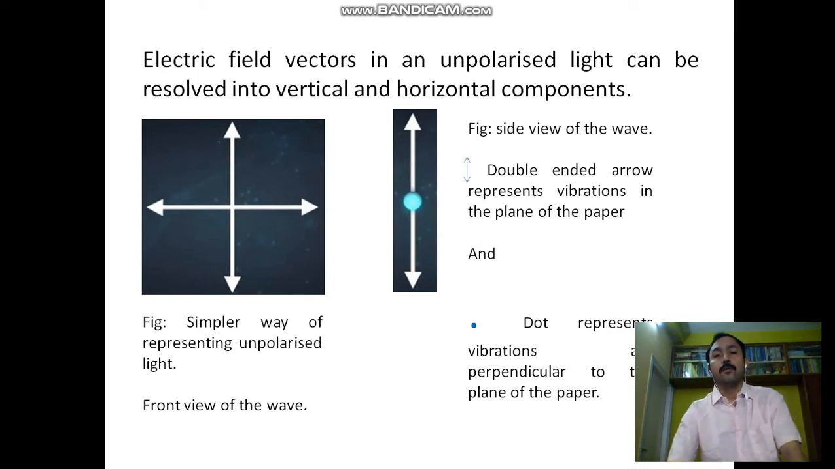The double-ended arrow represents vibrations in the plane of the paper, and the dot represents vibrations perpendicular to the plane of the paper. This is the dot perpendicular to the plane of the paper, and this is the double-ended arrow. This is the vibrations in the plane of the paper.